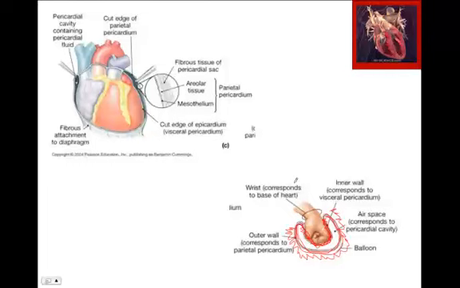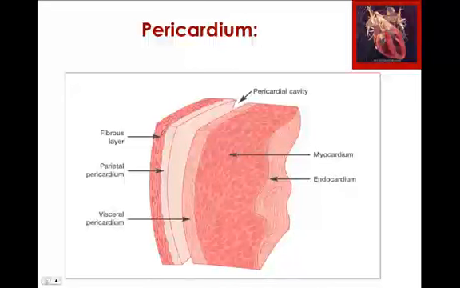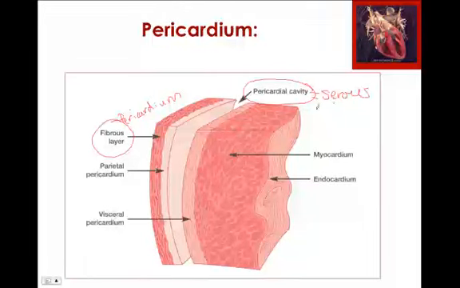Okay, so let's go back and look at this picture now. You can see this actually breaks it down for you. This shows you here the fibrous pericardium. And then just to the inside of that, you're going to have the parietal pericardium, and then you'll have the visceral pericardium. And the space in between the parietal pericardium and the visceral pericardium is called the pericardial cavity. And that's where you're going to have all that serous fluid that helps to reduce friction.